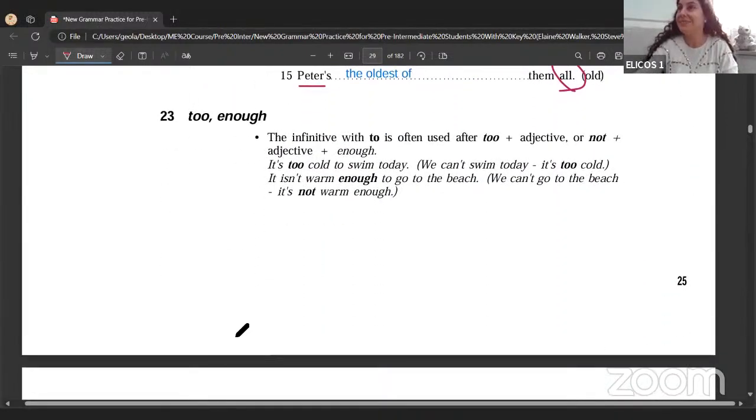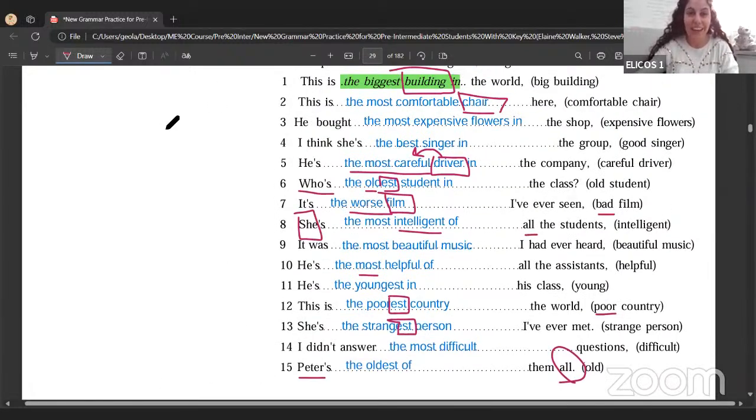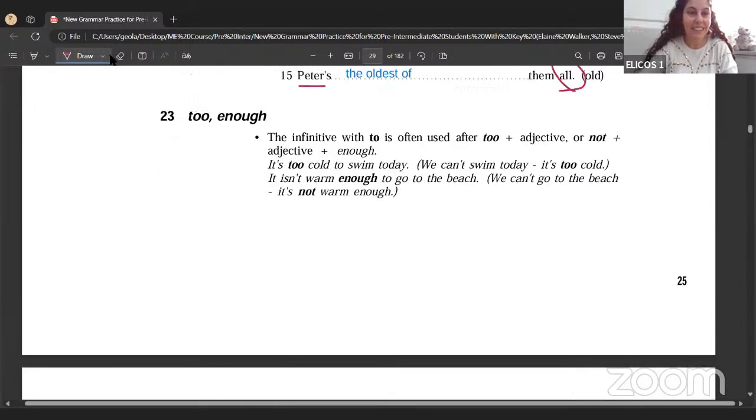Now we're going to, yes, for these ones, we did the practice with some questions. Let's have a look at now using these words, too and enough. So you can see too has T-double-O. And then we've got this word enough. So let's talk about these words. The infinitive with to is often used after too. Then we have an adjective, or not adjective, enough. So let's have a look at some examples.